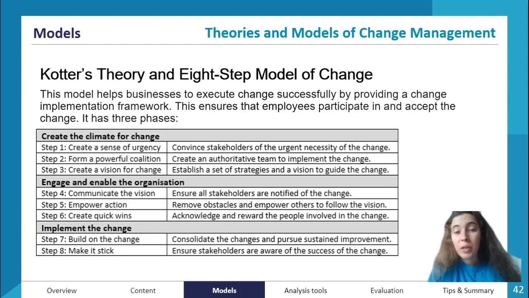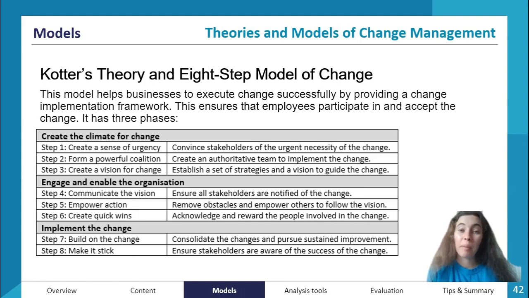Something that is similar but a little bit more detailed is Kotter's theory, an 8-step model of change. So this is something that you need to work on trying to remember. So this model is about helping businesses execute change successfully by providing a framework for them to follow. So it's about making sure that employees are participating in and accepting the change.